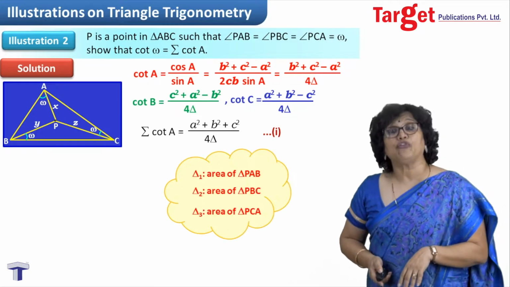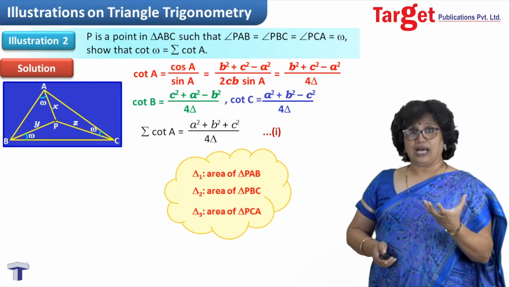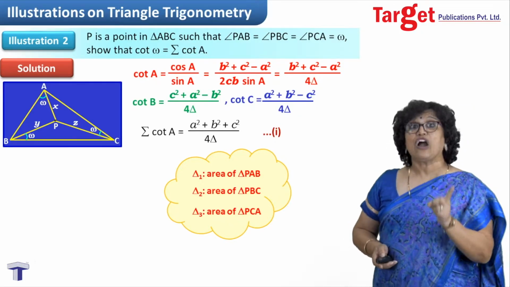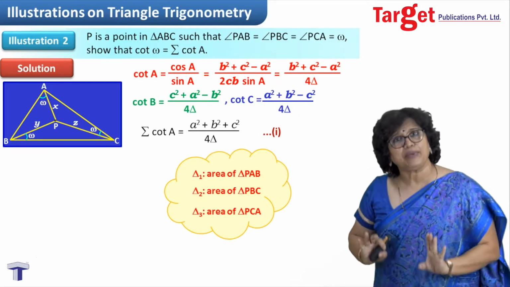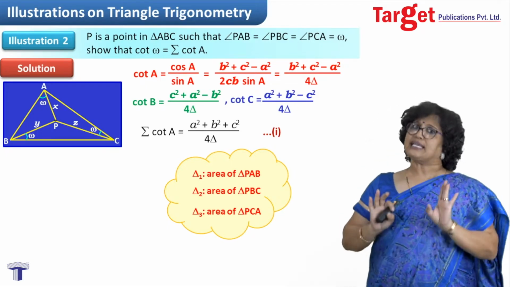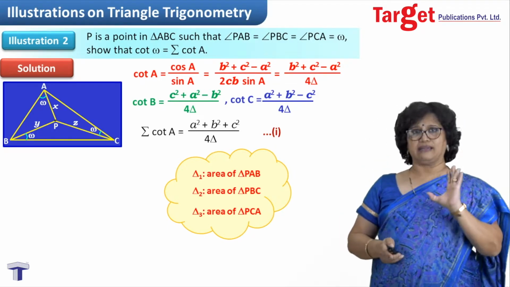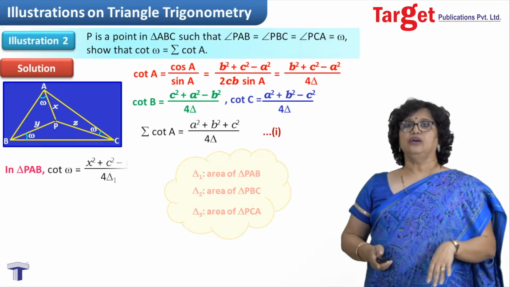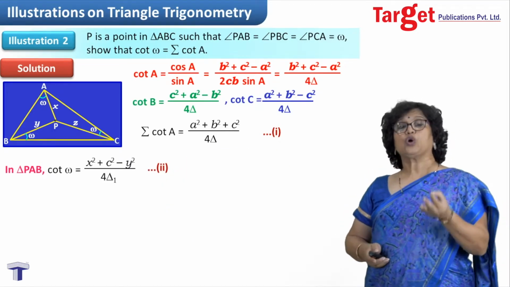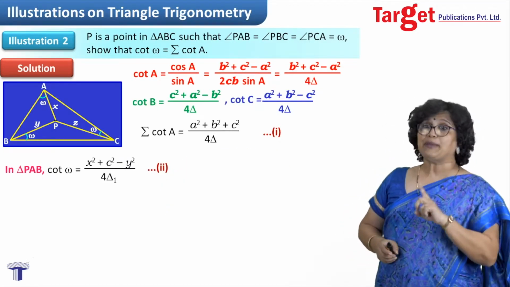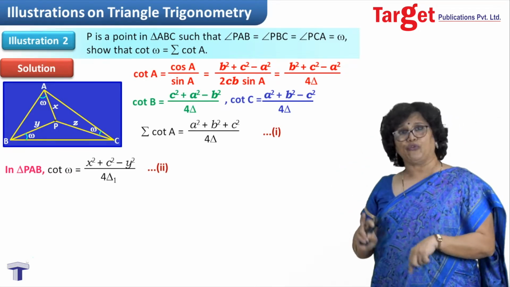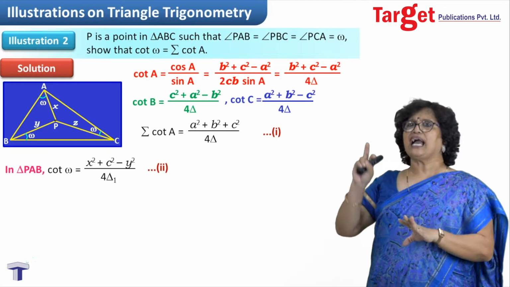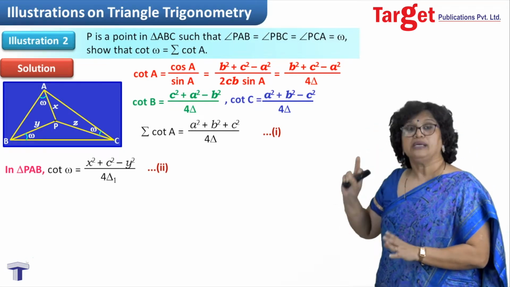Now if I have to go for the cot formula, then I will need area of triangles also. So I name area of triangles also. I have written PAB, PBC and PCA's area as delta 1, delta 2, delta 3, so that writing becomes easy. So if I have to write cot omega from triangle PAB, will it not be x square plus c square minus y square upon 4 delta 1? Exactly as how I have written cot A above.